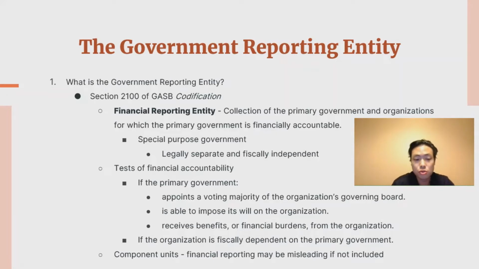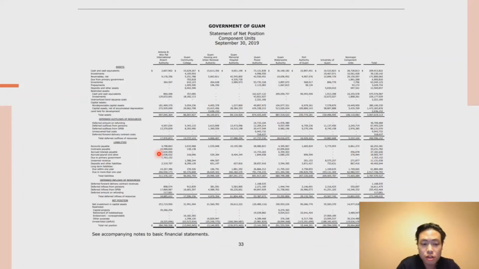as component units. If you take a look here in GovGuam's 2019 financial statements, you're able to see all the component units of GovGuam. These are very important. Component units are separate in that they are their own entity, but they're still fiscally dependent on the primary government and therefore must be included as part of the financial reporting entity. If you take them out of the financial reports, the numbers will be affected, sometimes in a large enough value that it can potentially mislead financial statement users.